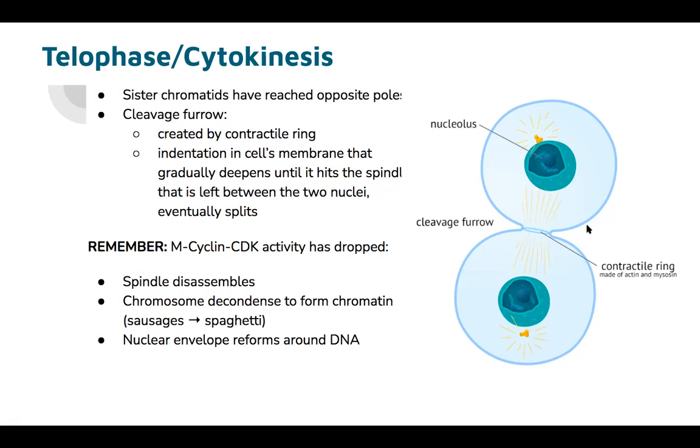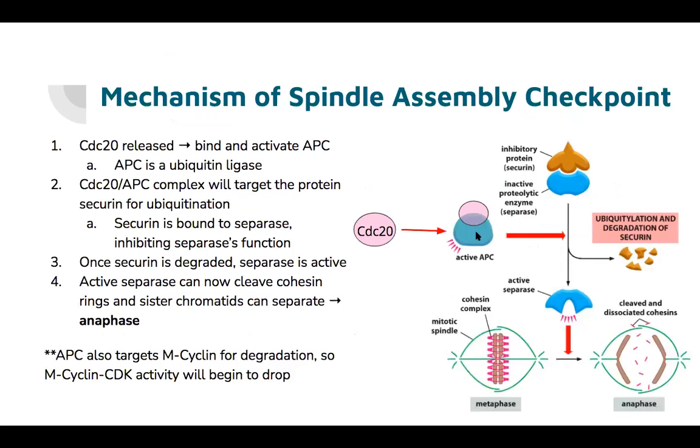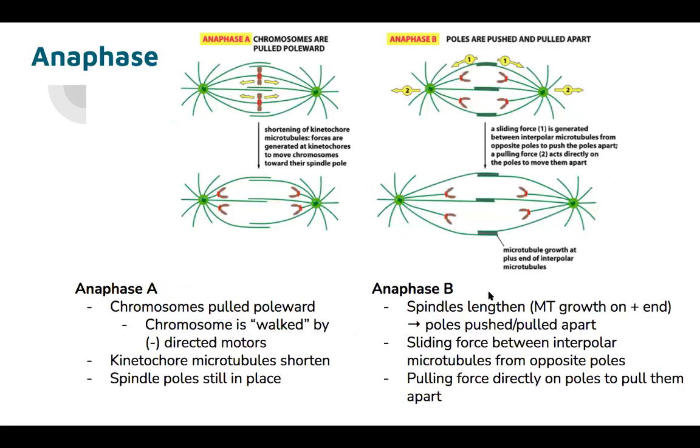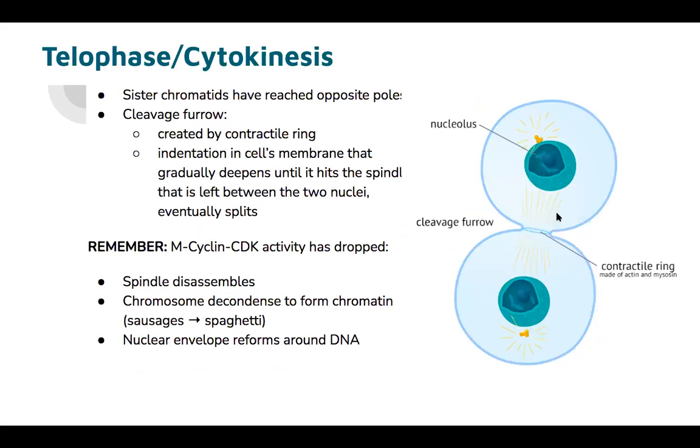And so remember that because M cyclin CDK activity has dropped because it was being targeted by this active APC complex for ubiquitination, the spindle has begun to disassemble. The chromosomes are decondensing. They're no longer in the thick sausages, and they're back in the long spaghetti. And then the nuclear envelope begins to reform around the DNA. So the nucleus is reformed in the cell. It's no longer floating around.